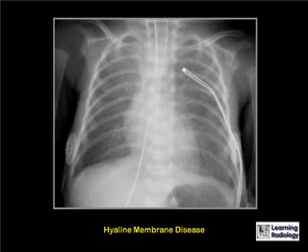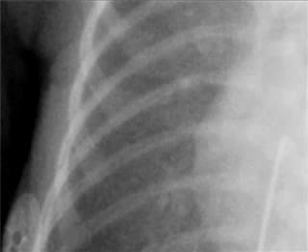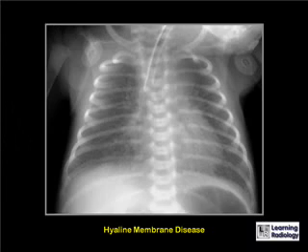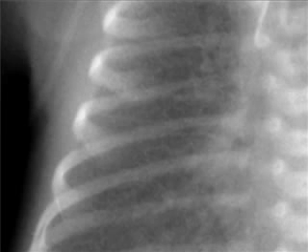This is an example of hyaline membrane disease. You can see there is a granular ground glass appearance to the lung. This is another example of hyaline membrane disease. This has a slightly coarser appearance, but there is still a granularity to it and an overall ground glass appearance.